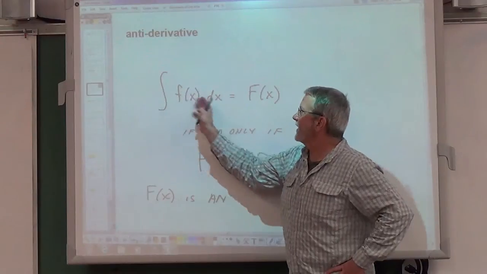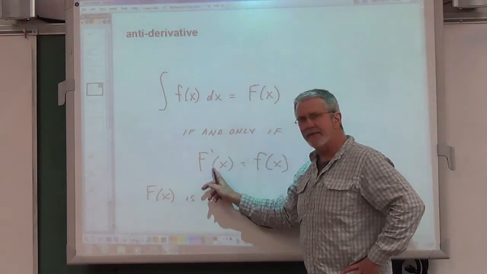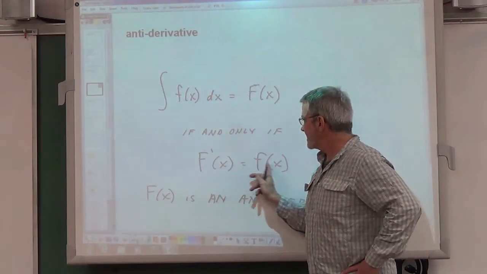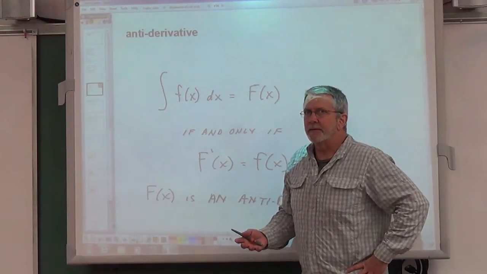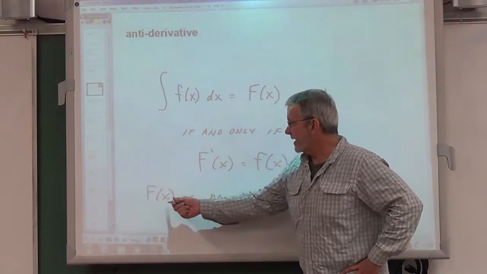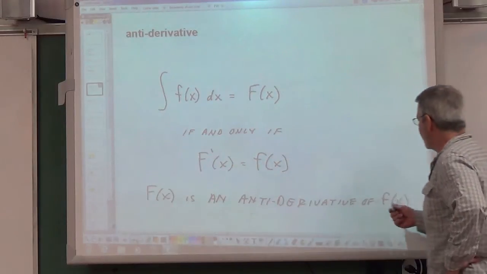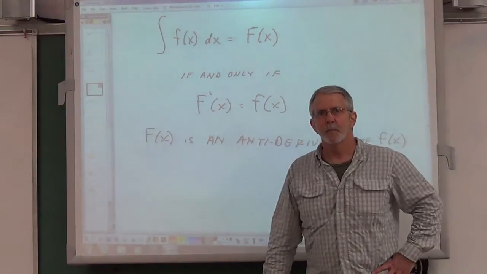But this statement here is true. The antiderivative of f of x dx is equal to capital F of x if and only if the derivative of capital F of x is equal to little f of x. That, by definition, is the antiderivative of little f of x. Capital F of x is an antiderivative of little f of x, by definition.